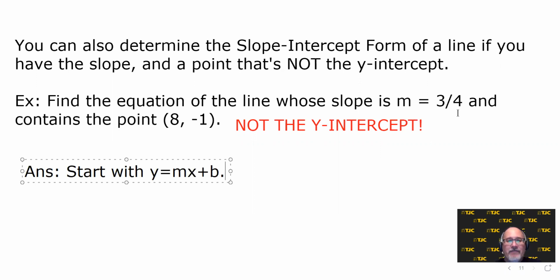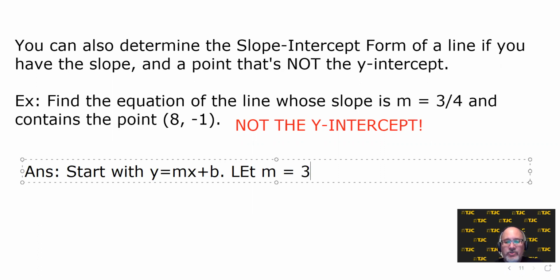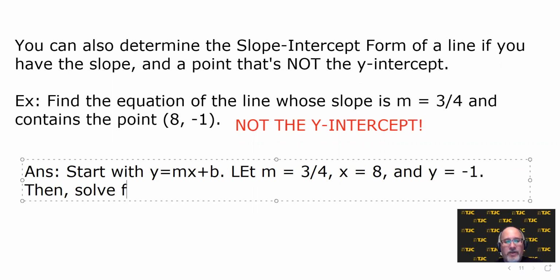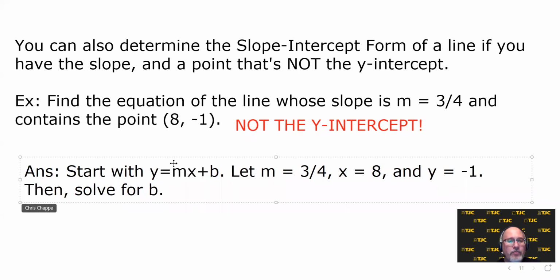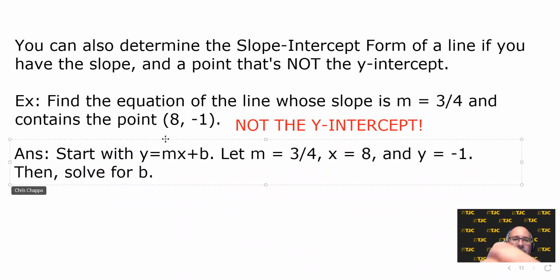Now, what do we have? We have an m and we have an ordered pair, but isn't the ordered pair just an x and a y? We can let m equal 3/4, x equal 8, and y equal -1. Then we can solve for b. So this is actually pretty easy. Let's make myself a little bit of room. We'll just move this guy up. Okay, so let's give it a try. Let's start with y equals mx plus b.